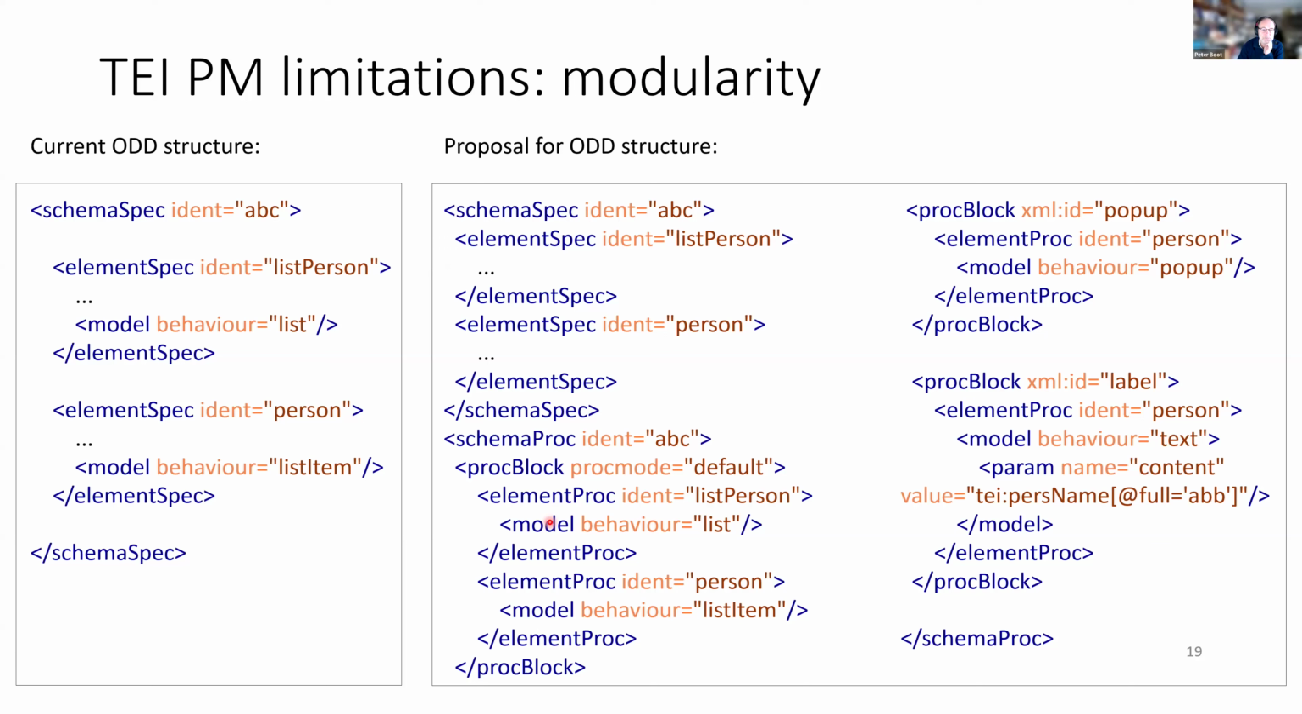Okay, I think, and model group, but now the difficulty is, do model groups go inside element procs, or do model groups group proc blocks?